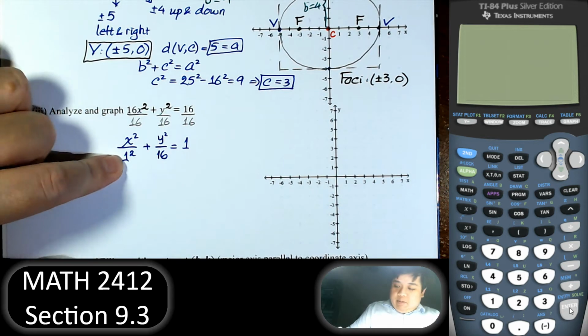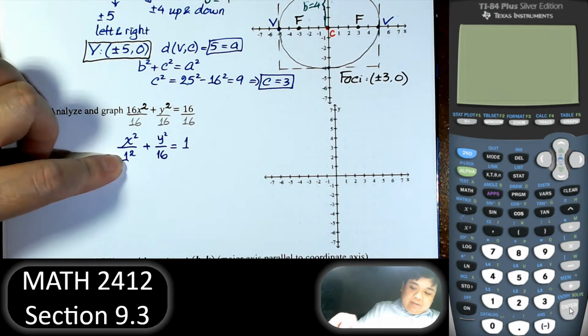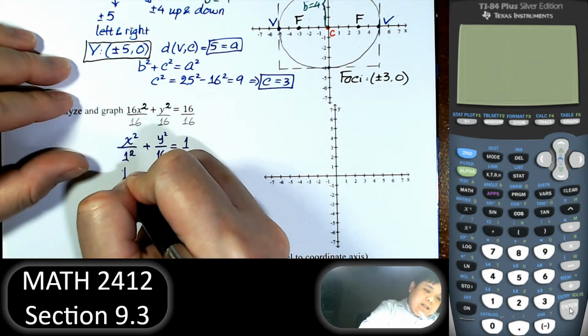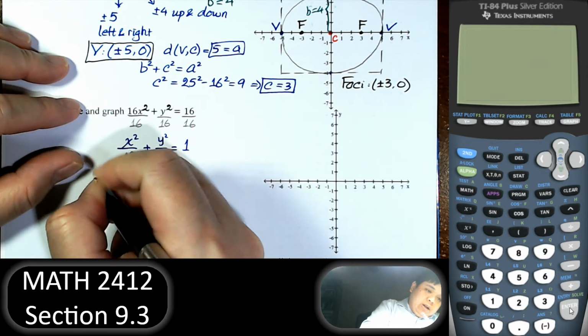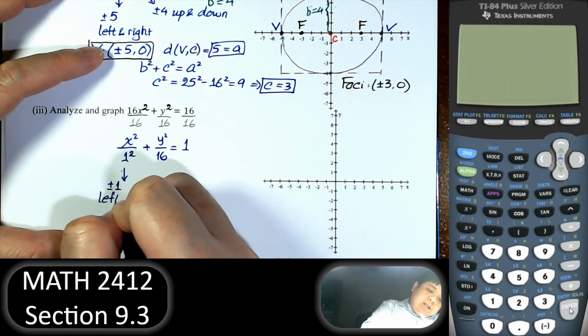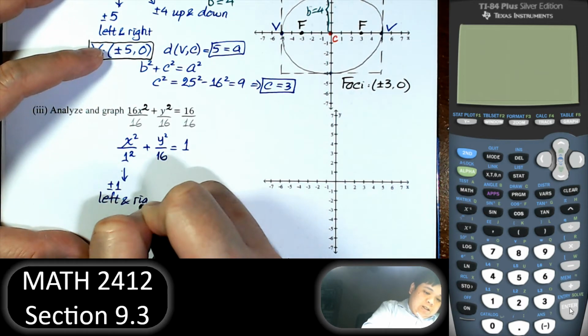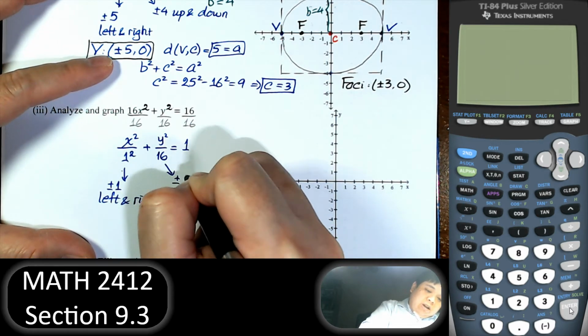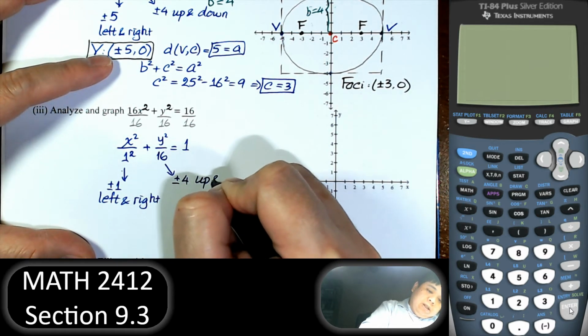Right, now on the x, the denominator is 1, meaning that we're going to go plus or minus 1, meaning left and right. The 16 means plus or minus 4, up and down.